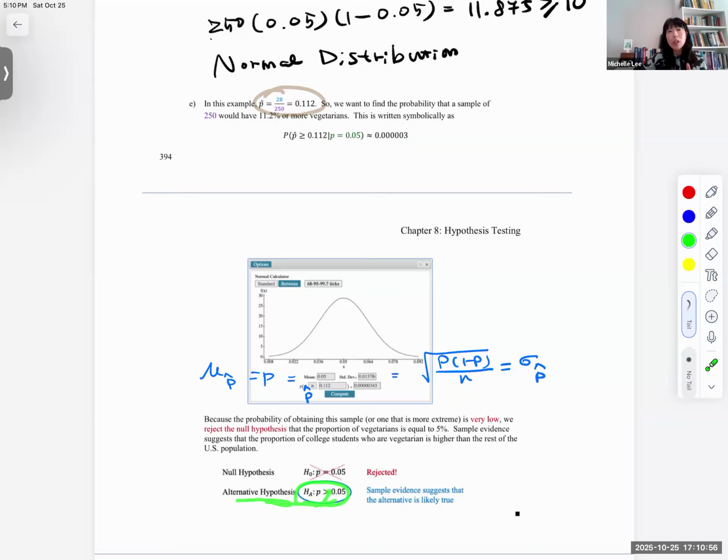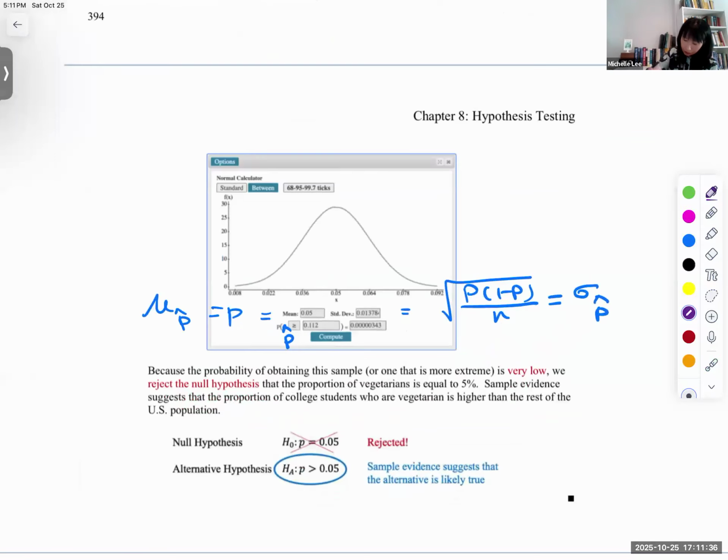Then, as we said earlier, we're using the terminology reject or fail to reject. Since we take the alternative hypothesis, we do reject the null hypothesis. Makes sense? Why do we take the alternative hypothesis? The sample evidence suggests that the alternative is likely true. That means there is strong evidence to support the alternative hypothesis, right? Okay. Let me write this down.